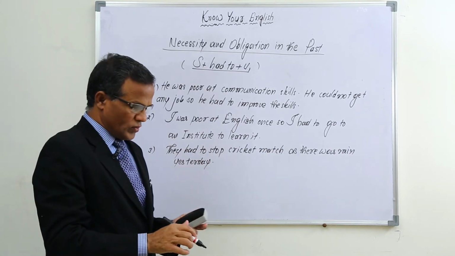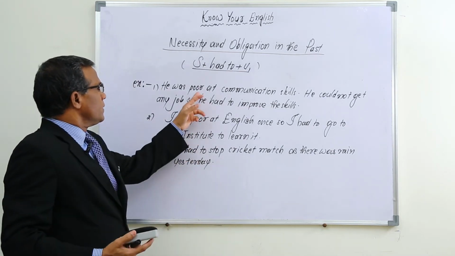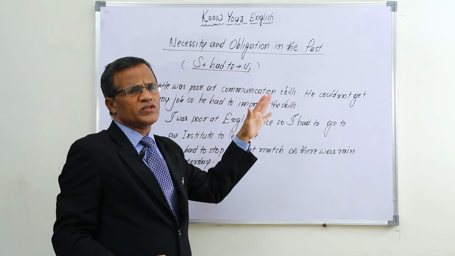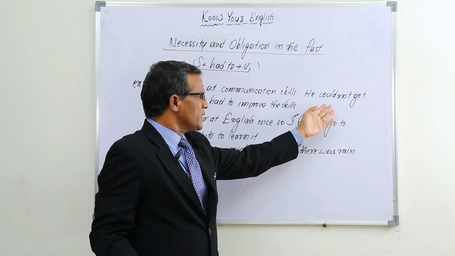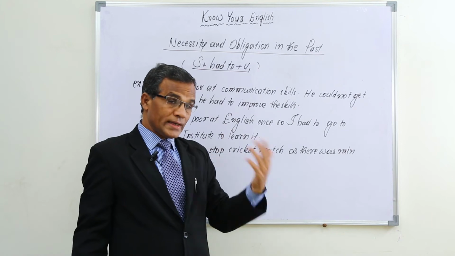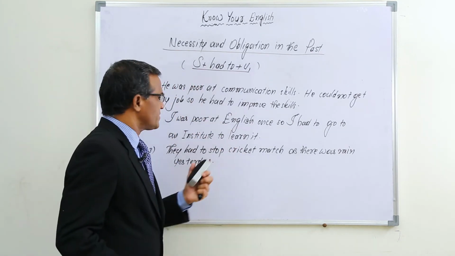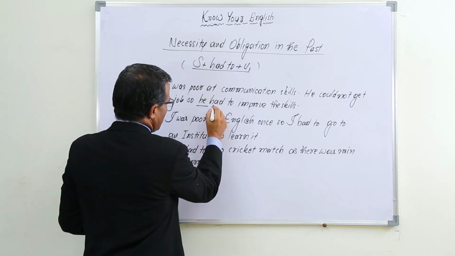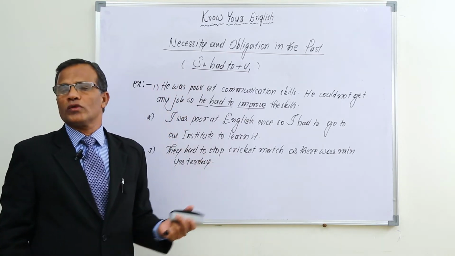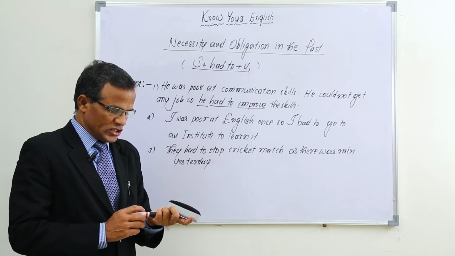So in this way we can use this had to plus V1 structure. So he was poor at communication skills. Once he was very poor at communication skills, so he could not get any job. So at last what he had to do? He had to improve the skills. He, subject, had to plus V1 is improve. He had to improve his skills at last. So we can use the sentence in such a way.